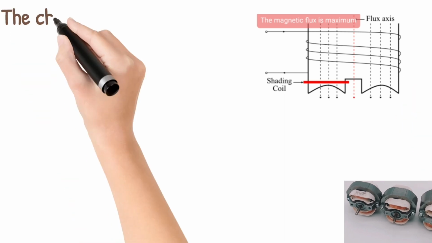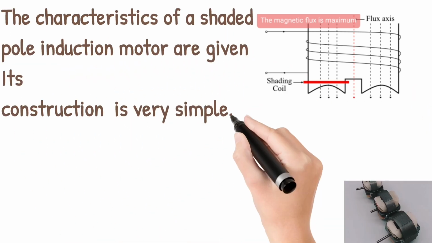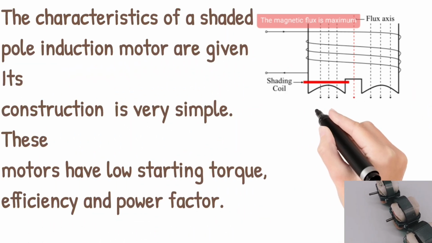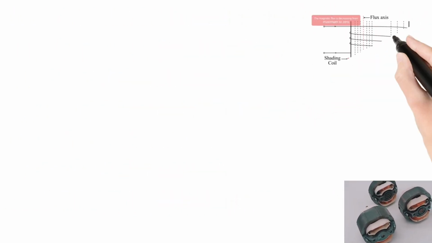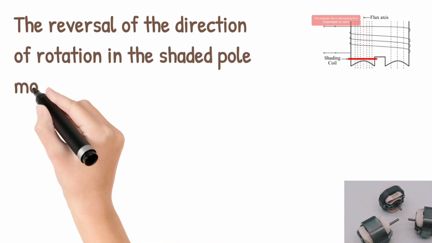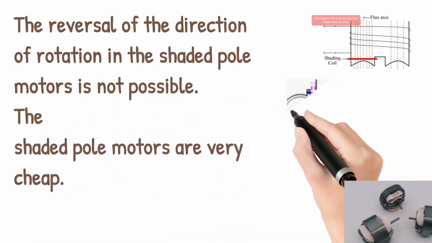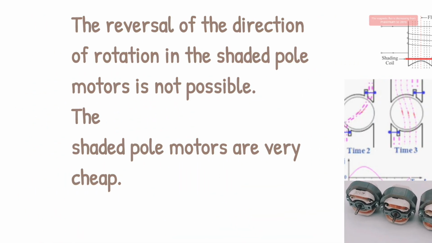Its construction is very simple. These motors have low starting torque, efficiency and power factor. The reversal of the direction of rotation in the shaded pole motors is not possible. The shaded pole motors are very cheap.